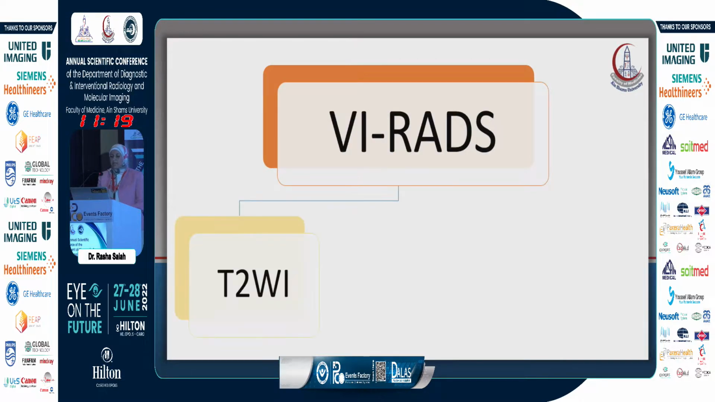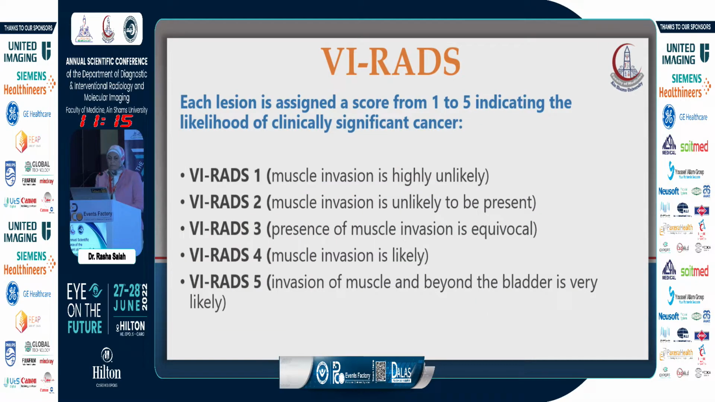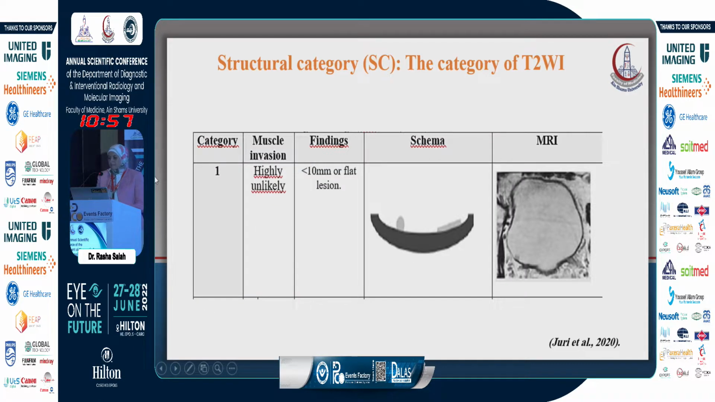Let's see the VI-RADS. We use the T2 weighted image, diffusion, and DCE. And we give a score from 1 to 5 depending on the likelihood of the presence of muscle invasion. With VI-RADS 1, muscle invasive disease is less likely, while with VI-RADS 5 there is a high likelihood of muscle invasive disease. Let's see how we can assess this. Every parameter we use in the VI-RADS, we give it a score. So let's talk about the T2, and we call it the structural category.